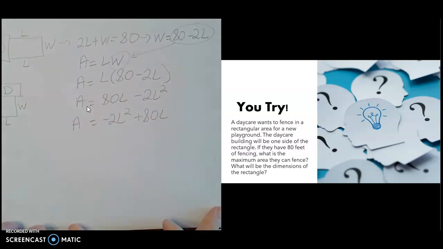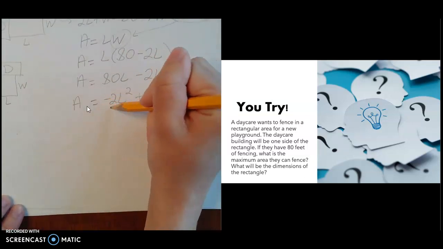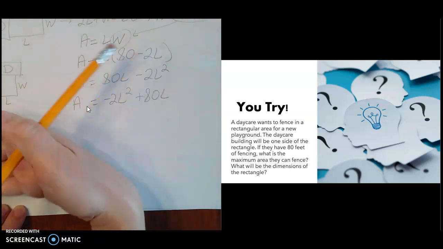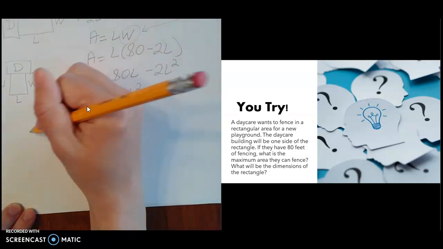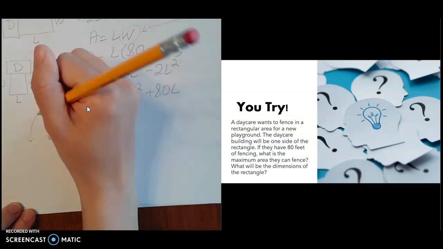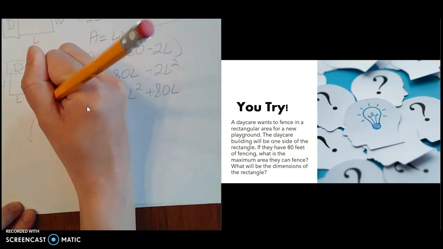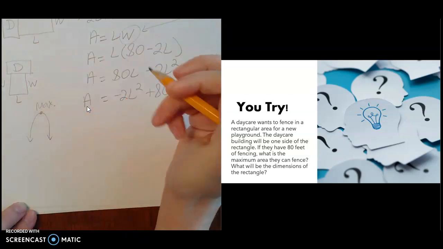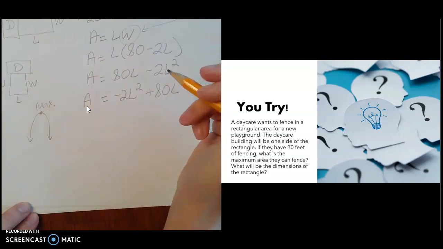I can tell from here that I have a negative leading coefficient, which means if I were to graph this parabola, it would be a downward facing parabola. And that vertex point right here is where that maximum happens. So I'm going to look for the vertex to find the maximum.